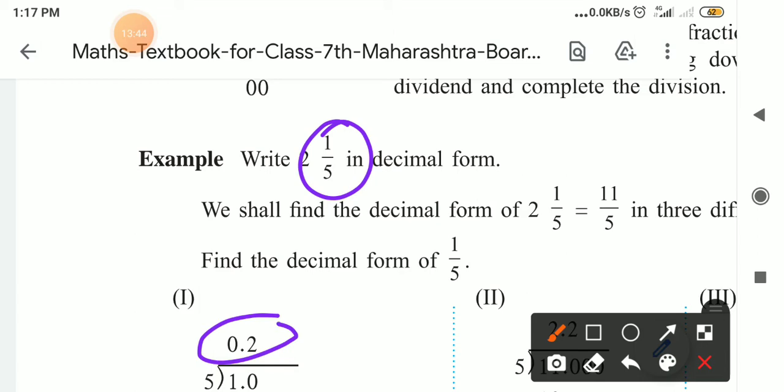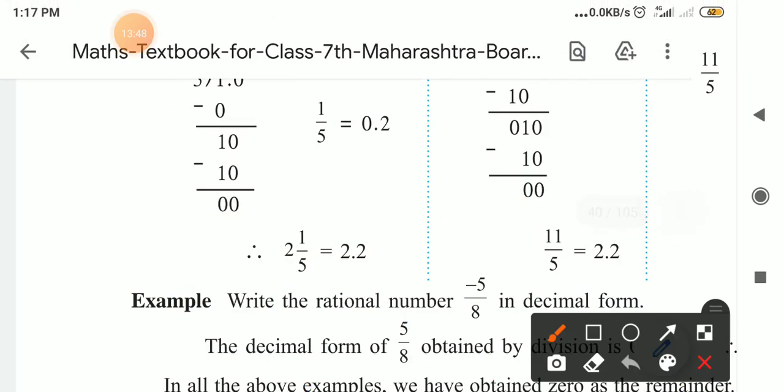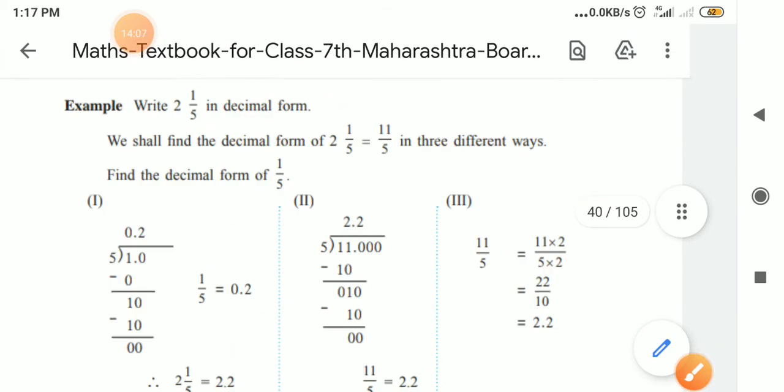So 0.2 is there. So its answer is 2.2. 2 integer 1 upon 5 means 2, and its answer is 0.2. So 2 plus 0.2 is equal to 2.2. In this way we have to solve the example.